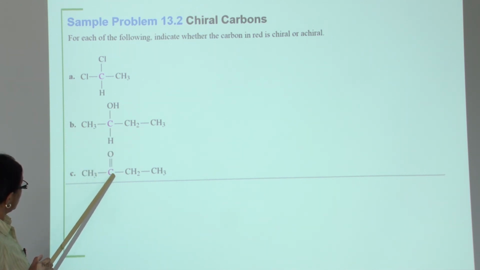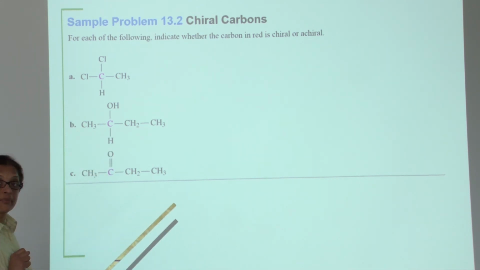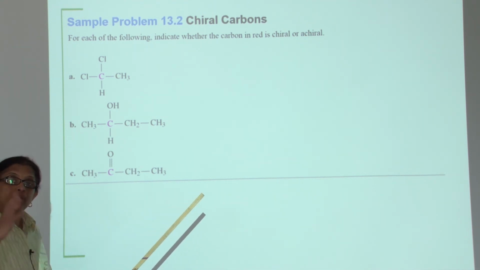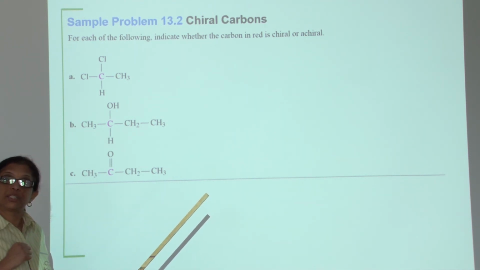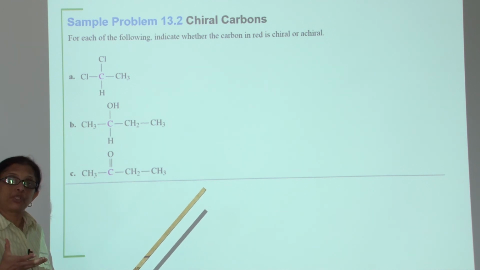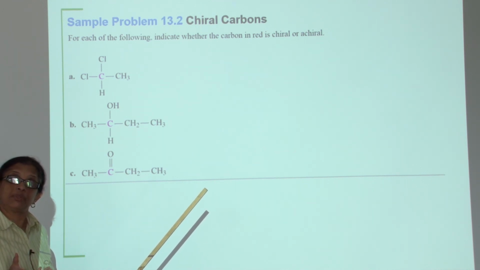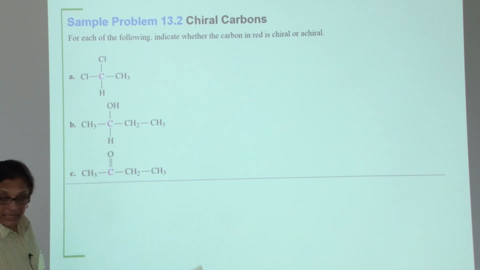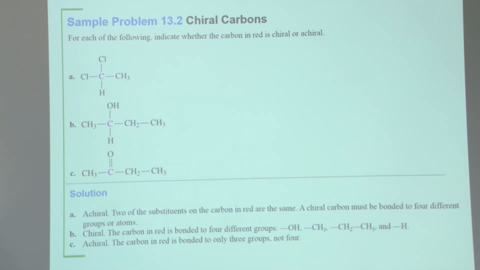Here I'm looking at the carbon with 3 groups. So for a chiral carbon, you need 4 different groups connected to the carbon. And that produces a non-superimposable mirror image. So let's see. So this is the solution for this sample problem.